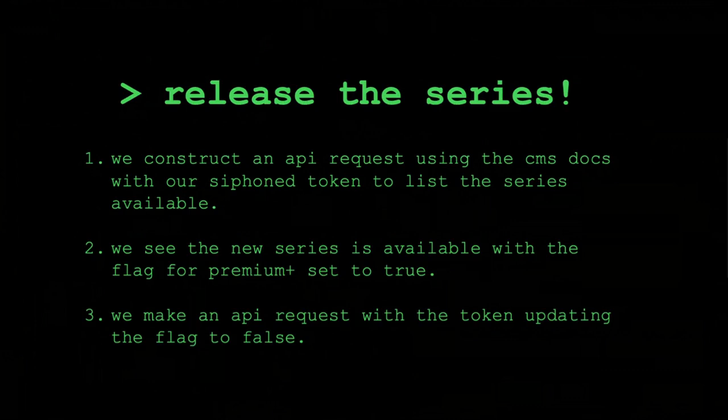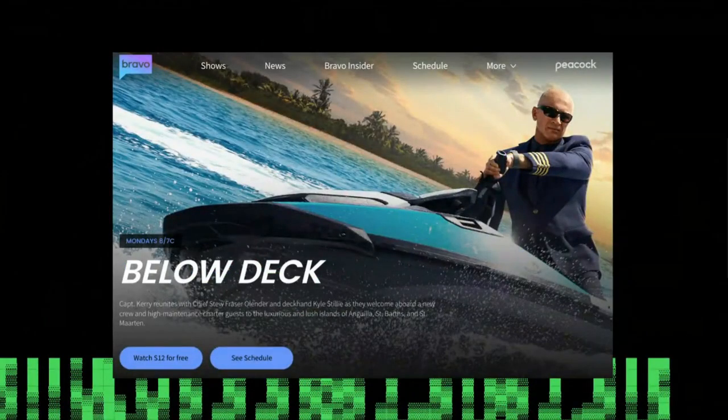What we can do is look at the open source CMS blogs to figure out how to construct an API request, and then use that to enumerate the projects. So it could be Below Deck, for example. And then we're going to set the premium plus flag to true by doing a post request with our API token. We see that as premium plus, and we're going to set it to false so that it's available for everyone. And then eventually we have access to Below Deck and everyone can watch it for free.